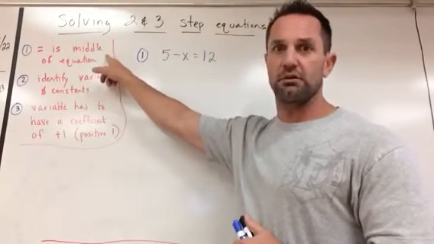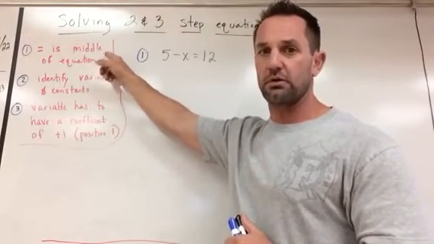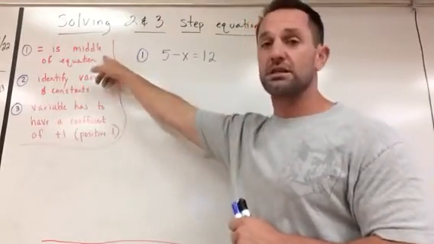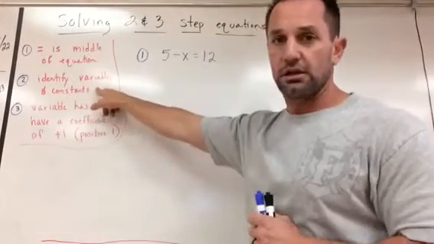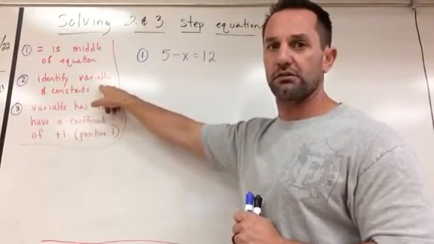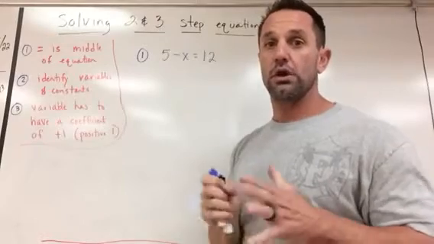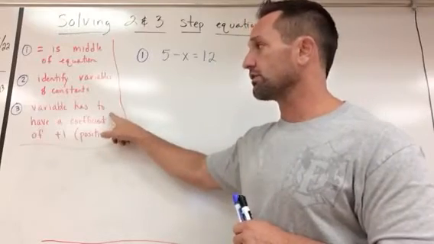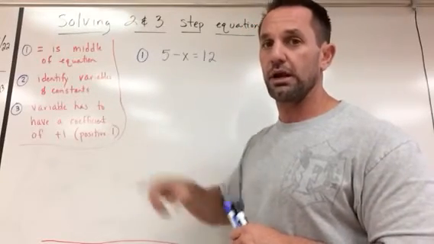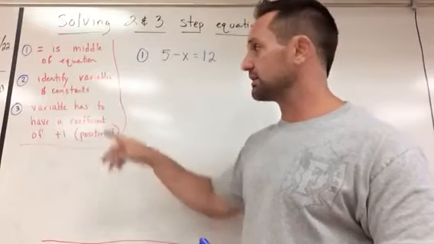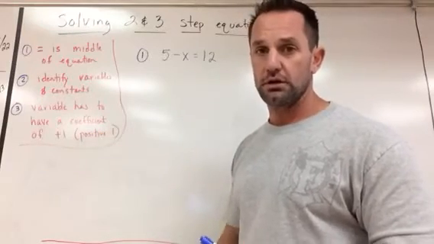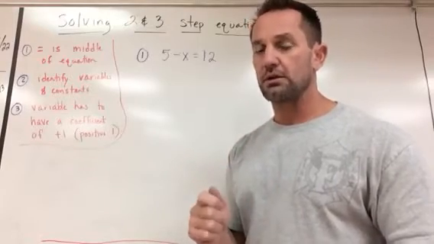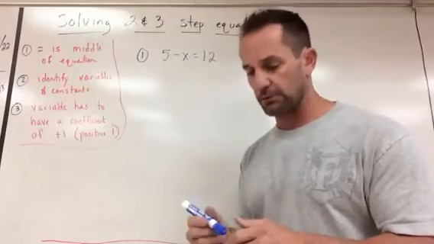So the first key is that you've got to remember that the equal sign is always in the middle of every equation. It doesn't matter how many terms are on the left or right, it's always in the middle. The second thing, you want to identify all your variables and all your constants so that you can remember what you can combine and what you're not allowed to combine. And the third thing is that your variable at the end, when it is all solved and done, needs to have a coefficient of positive 1. So you would see like x equals 5 or y equals 10.